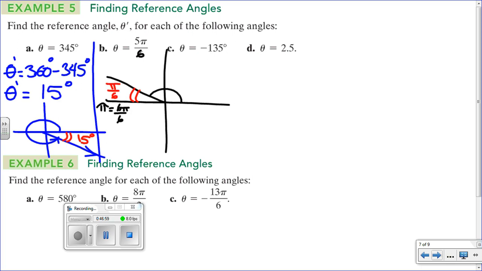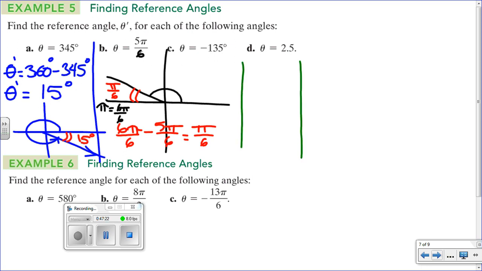Like a quarter until 1. We're like pi over 6 until pi. Something like that. So numerically, you will say pi minus 5 pi over 6. And that's how you get your pi over 6, because the pi is 6 pi over 6. Okay, part C.